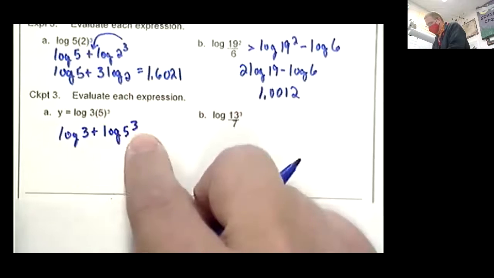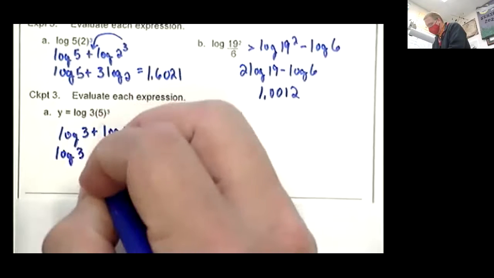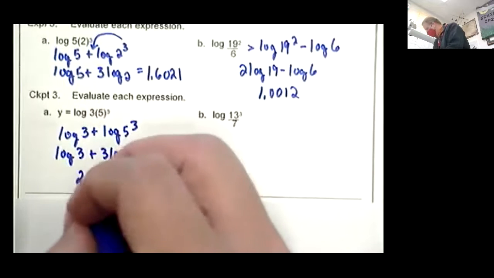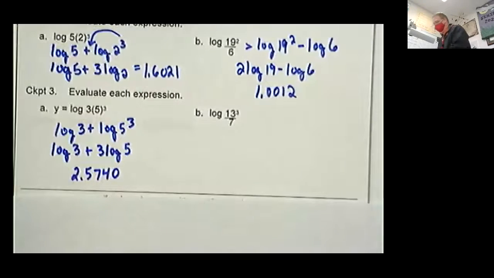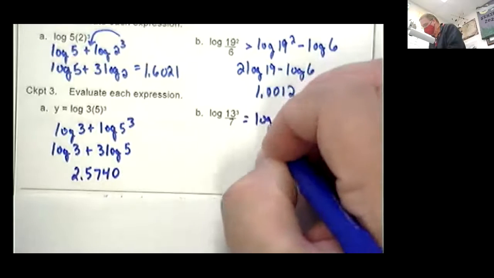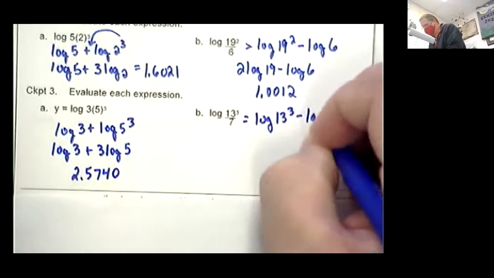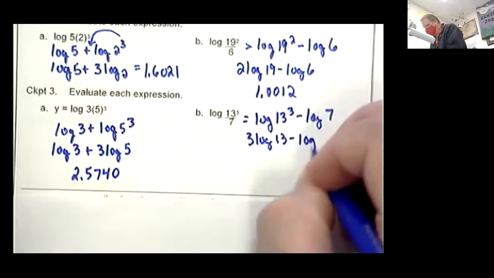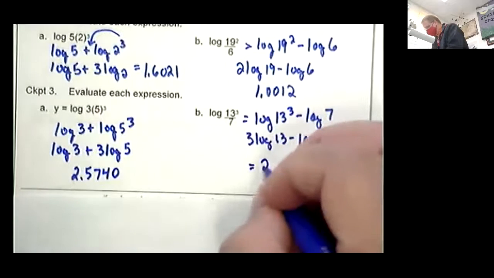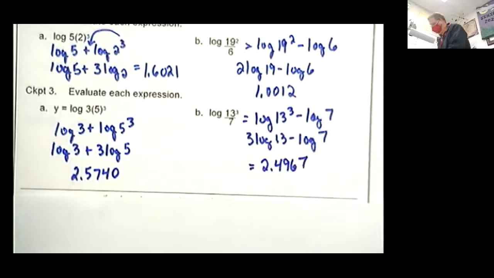And here we go. This becomes log of 3. Because we're multiplying, we can add the logs of the arguments. 5 cubed, because that's an exponent, comes out front. Log of 3 plus 3 log of 5, and that becomes 2.5740. Letter B, because we're dividing, again, we're going to subtract. So this is log of 13 cubed minus log of 7. That's 3 log of 13 minus log of 7. Put that on your calculator, and we get 2.4967.